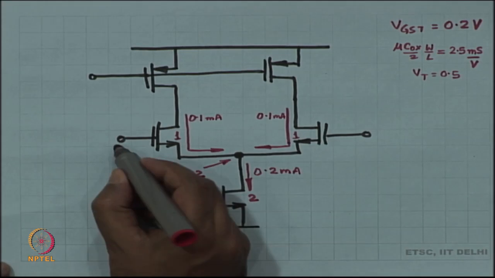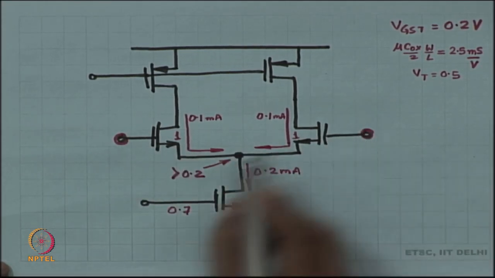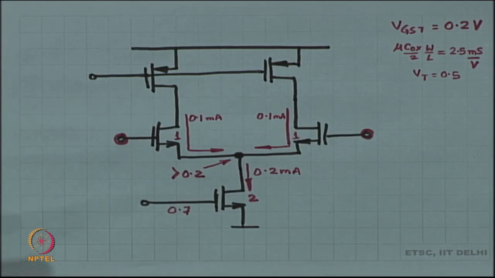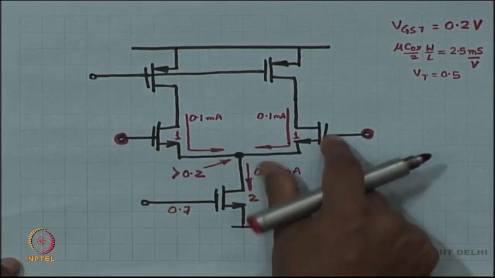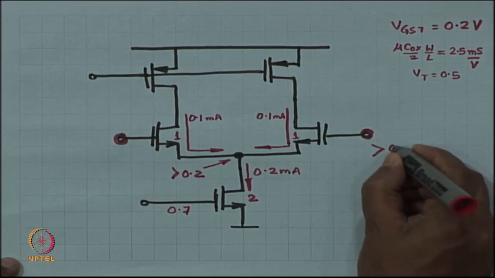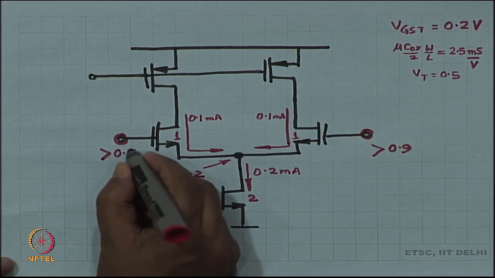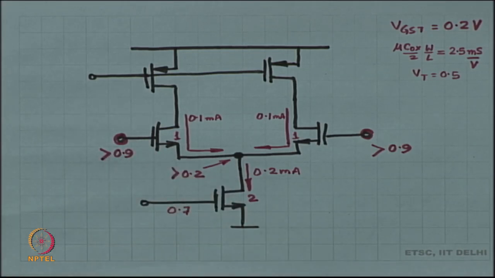All right. That sets a lower limit for both of these nodes at how much? 0.2 plus another 0.7. So, this node has to be greater than 0.9. Okay. Anything larger than 0.9 seems to be all right with us. Any questions?